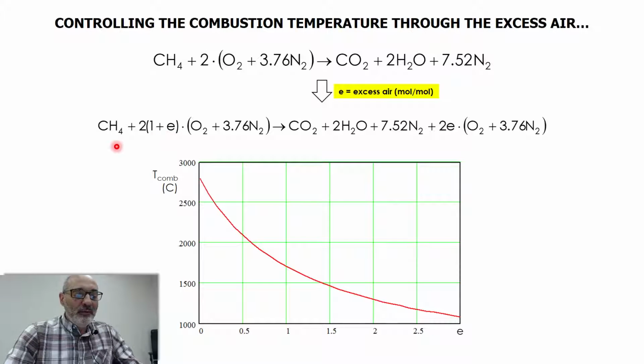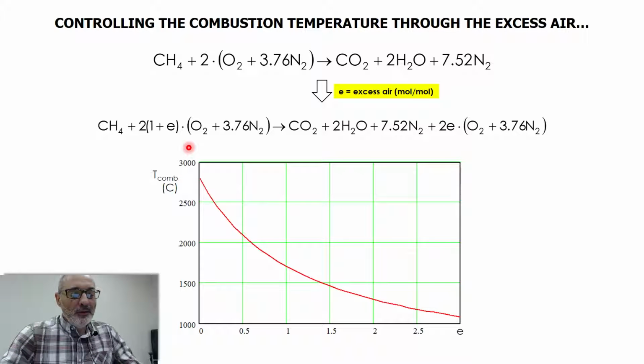Okay, so when we do all calculations, the only difference is that in addition to CO2, H2O, and nitrogen, we also have 2 times E times 1 mole of air that is not reacting, because the stoichiometric amounts of air already reacted with methane. So I leave it to you to make all the calculations here as a suggestion for your homework.